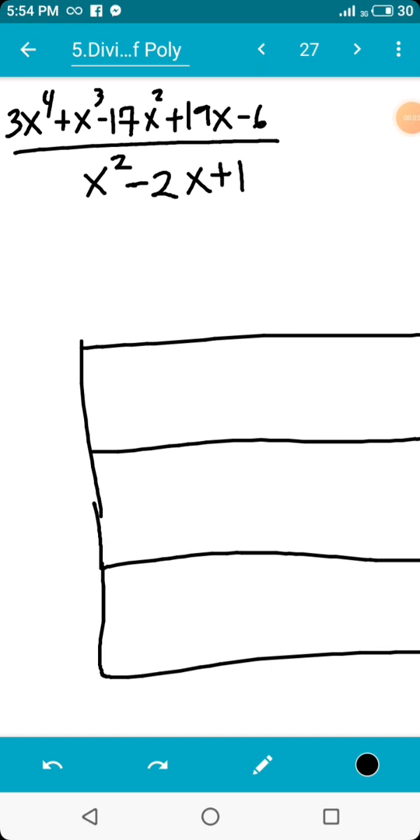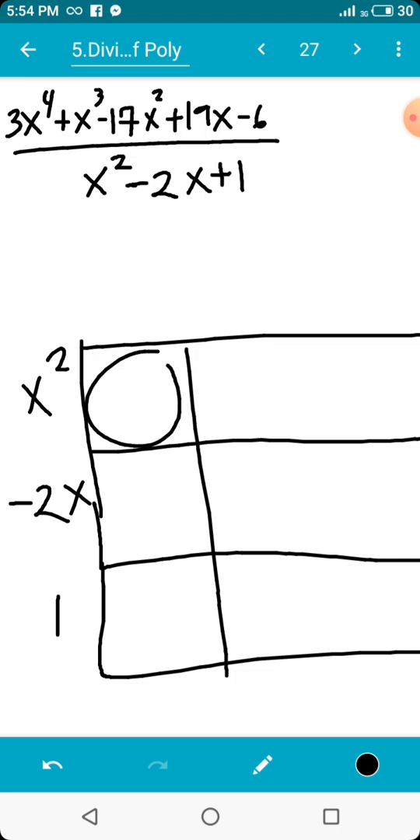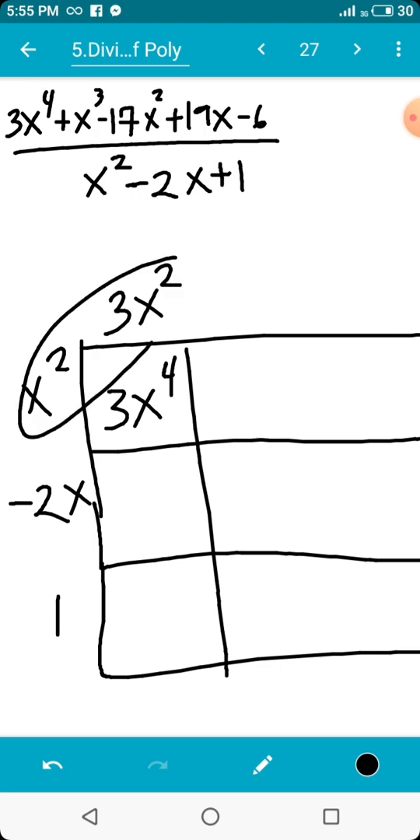Okay, so kunin naman natin yung quotient gamit yung box method. So, yung divisor natin na trinomial, ilalagay natin dito sa gilid. So, we have x squared, negative 2x, and positive 1. Okay? So, yung unang box dito, ito siya. So, ilalagay na natin yung 3x raised to 4, and then divide natin to, and the answer is 3x squared. Okay? So, dapat pag tinimes mo to, ito yung product.